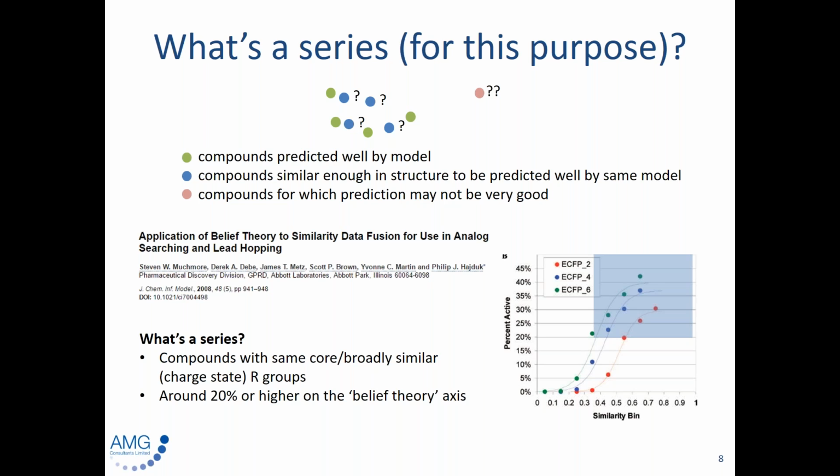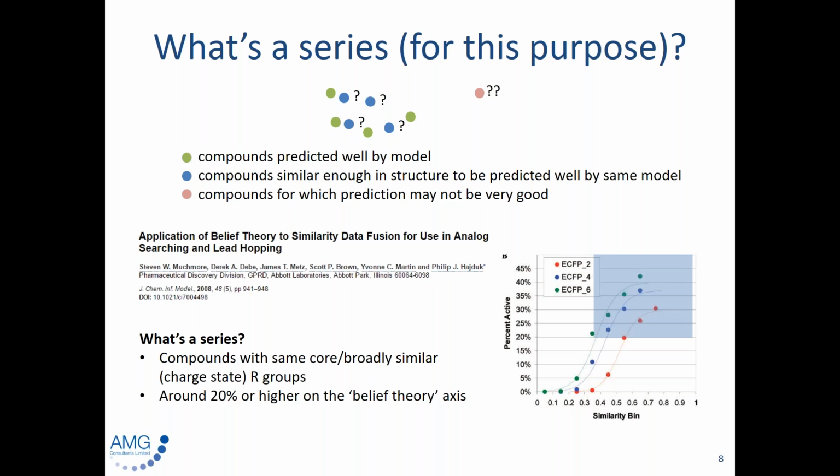So the cartoon representation of chemical space here shows the idea that the green compounds are predicted well by a model, and the blue compounds are similar enough in structure that they're likely to be predicted well by the same model. And that's the nice scenario that we were talking about earlier. Of course, if the compounds are quite different, then to some extent all bets are off. You can be less sure about whether the prediction is going to be good or not.